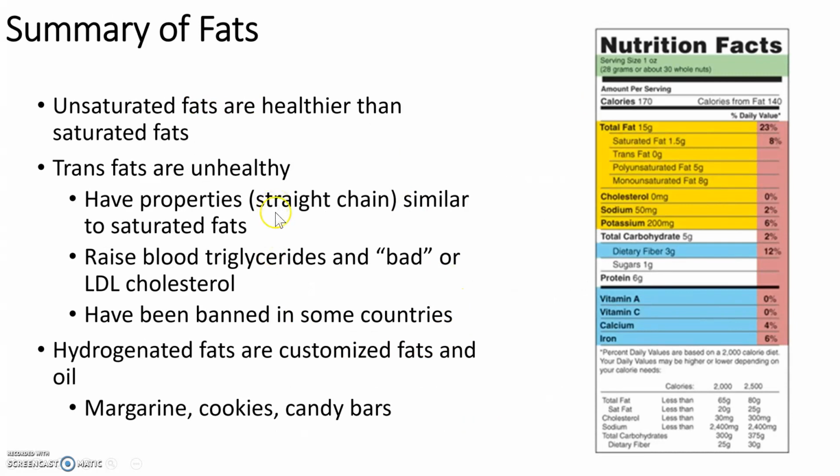So in summary of our fats, unsaturated fats are healthier than saturated fats. Our trans fats are found to be particularly unhealthy. Oftentimes these trans fats are produced synthetically. They're not found in the environment. The reason these are unhealthy is because they have that straight chain configuration, which are similar to our saturated fats.